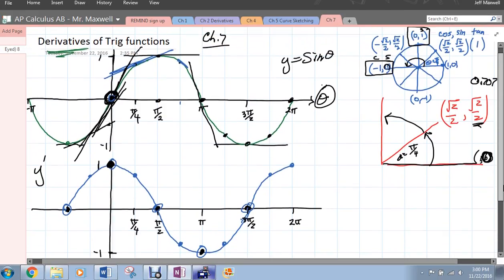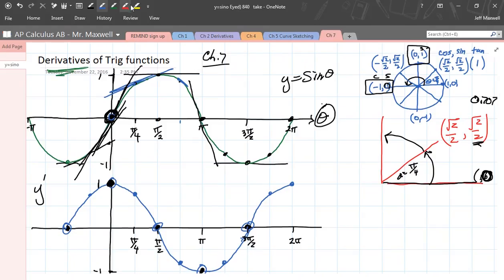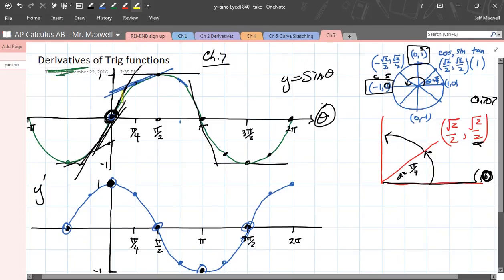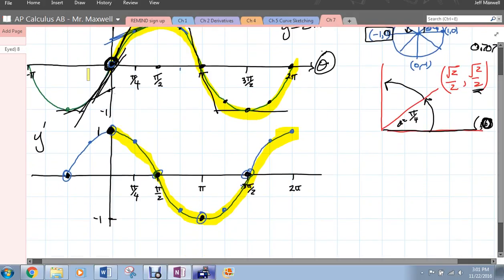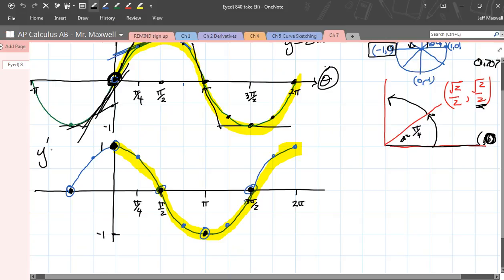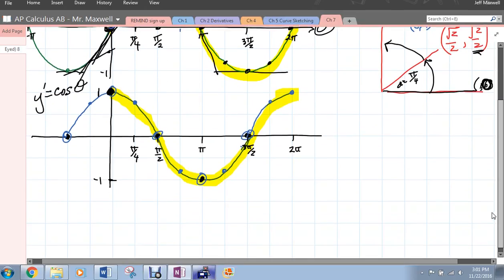Alright, so what do you see here? This is the sine graph, one period of the sine. And this is one period of the derivative of sine. What does that look like? Yeah, you all know this. This is cos theta. So the derivative of sine theta is cosine theta.